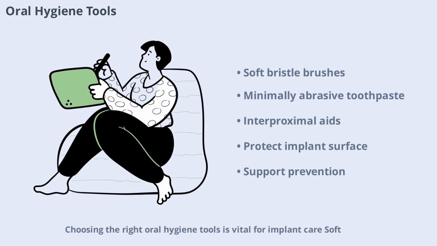Choosing the right oral hygiene tools is vital for implant care. Soft, rounded bristled toothbrushes, minimally abrasive toothpaste, and specialized interproximal cleaning aids like gauze, superfloss, or irrigators are recommended. These tools help remove plaque without damaging the implant surface, supporting both prevention and management of peri-implantitis.